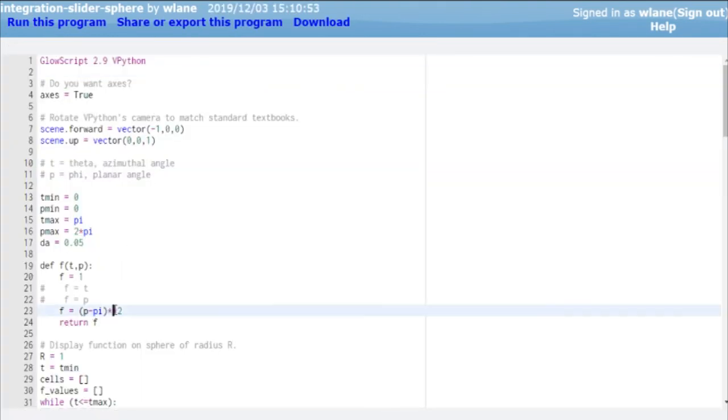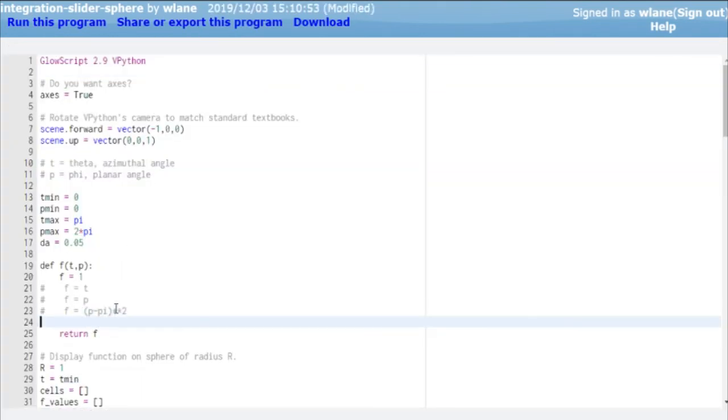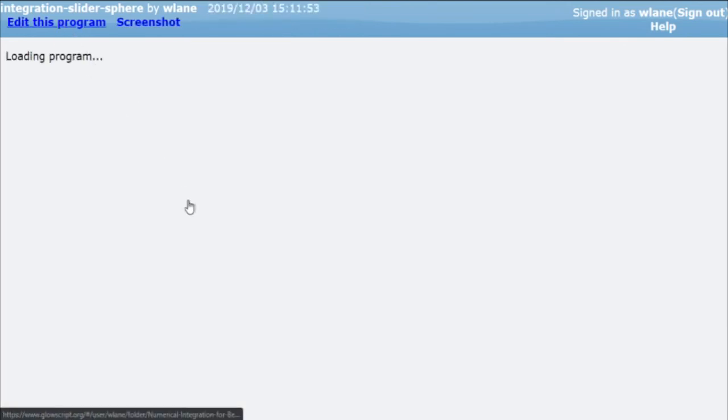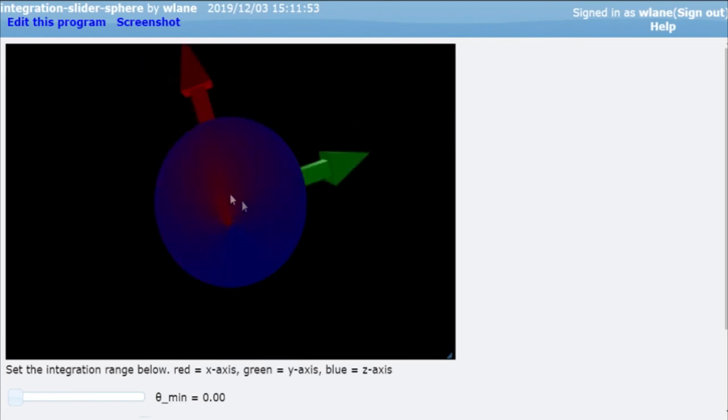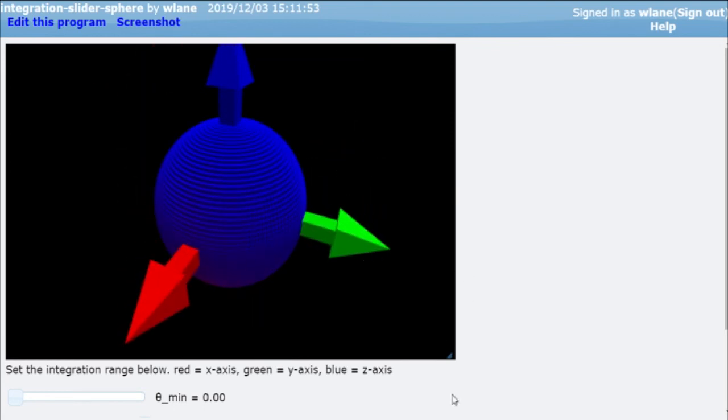Let's try one more function here. Let's try an f of, let's just try combining them. Theta times phi minus pi squared. And in fact, let's even make it theta squared, just for kicks and giggles. We'll click on run. And so here I've got mostly blue. It's mostly peaking down here.